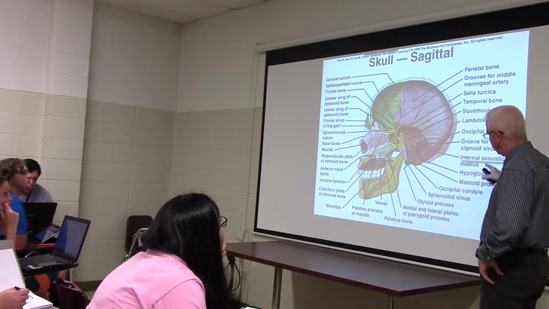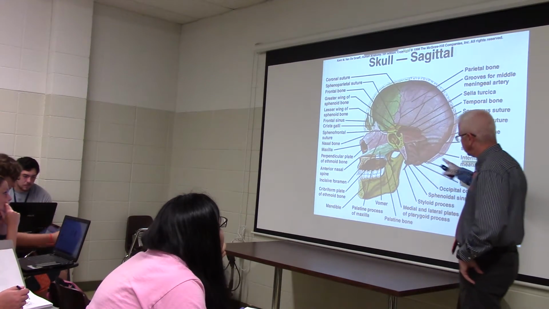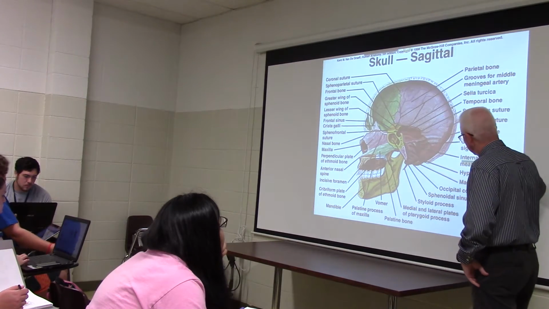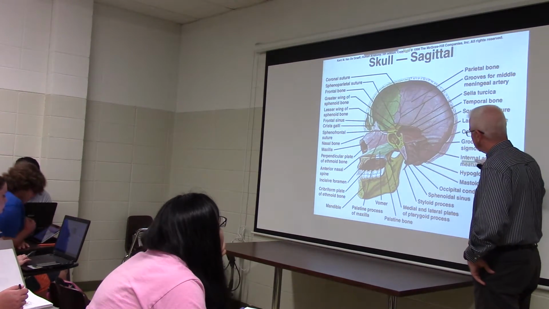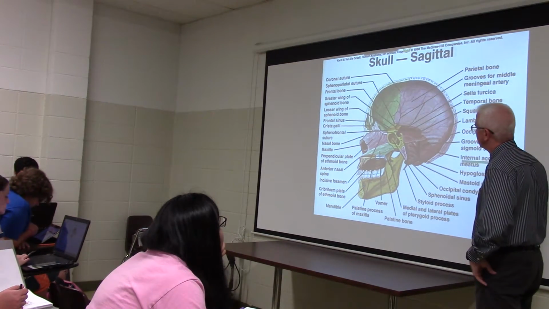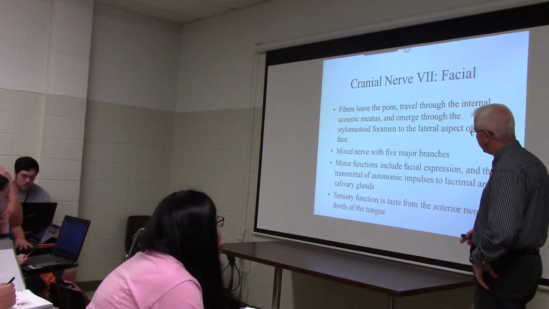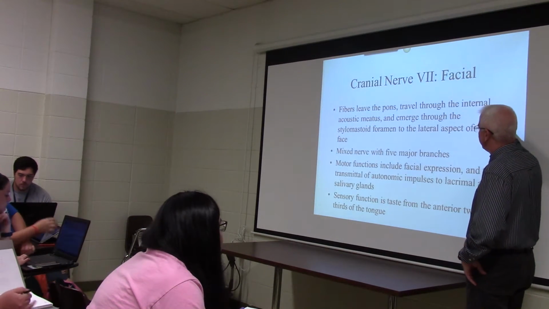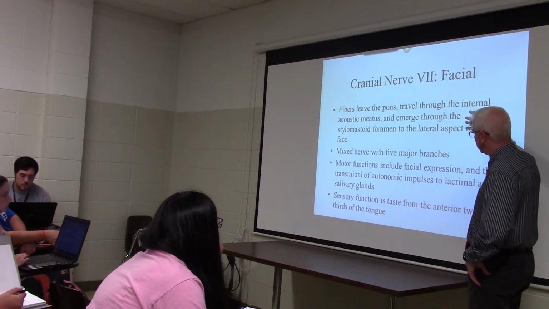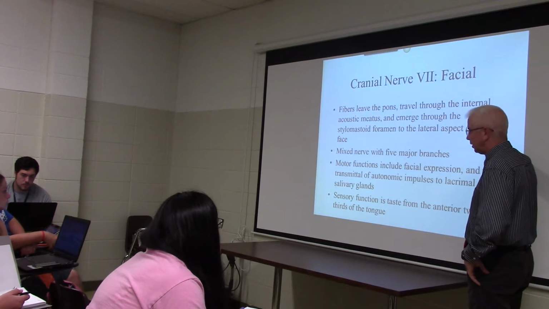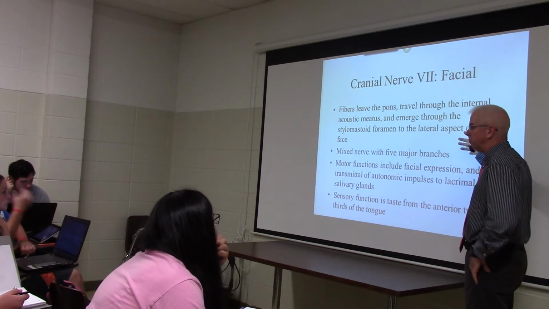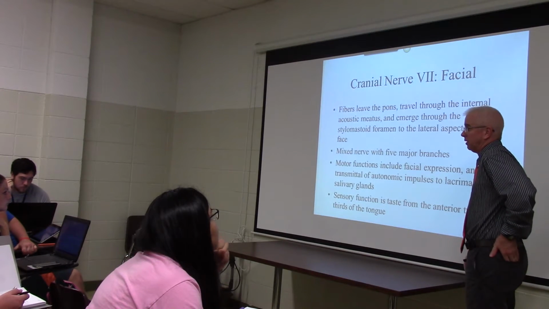This picture is intended to remind you where this is. It's a sagittal section, showing you the right side of the skull here, the internal acoustic meatus, where cranial nerve 7 is. And now this teaches you that the fibers of these things lead through the internal acoustic meatus and exit through the stylomastoid foramen. Now this should bring some memories back to you.